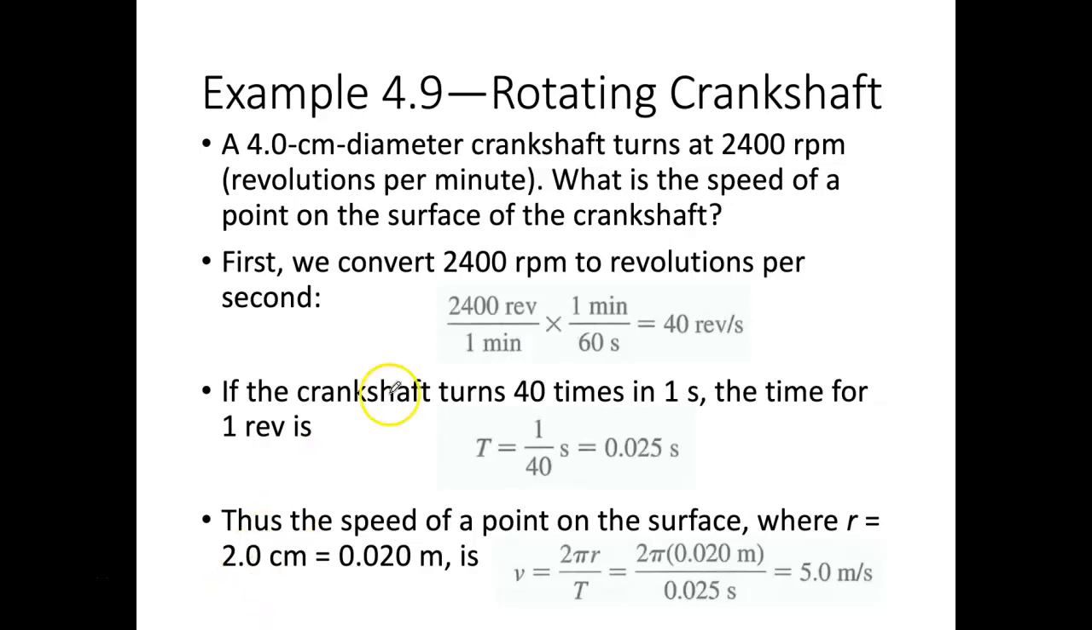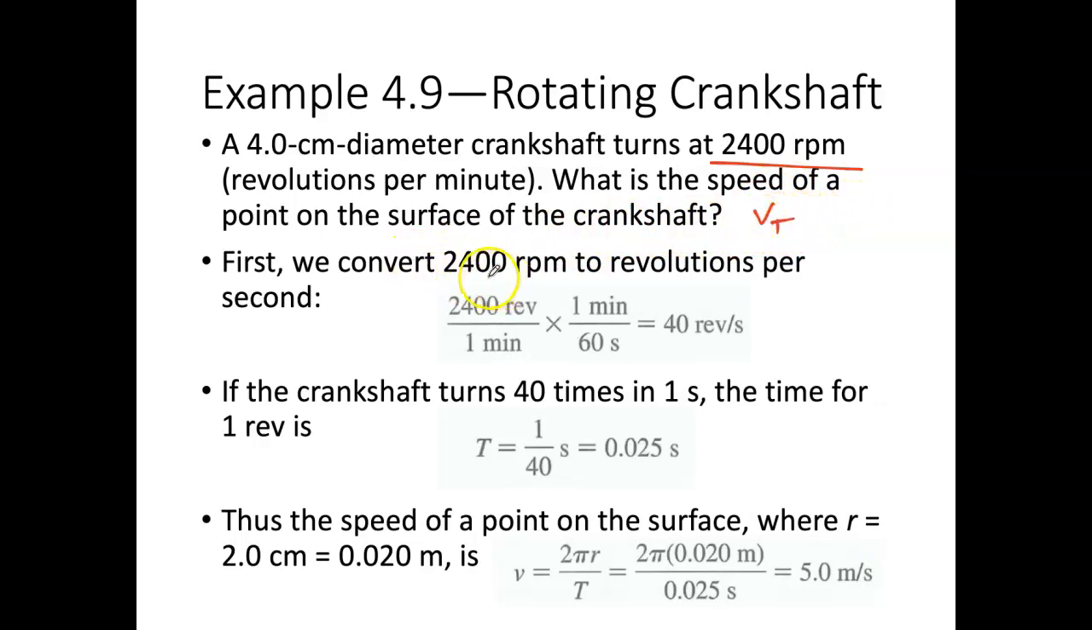For example 4.9, we have a rotating crankshaft. And so I have a 4 centimeter diameter crankshaft. It's turning at 2,400 revolutions per minute. And they want to know what is the speed of a point on the surface of the crankshaft. So that would be our tangential speed, so we can put Vt.